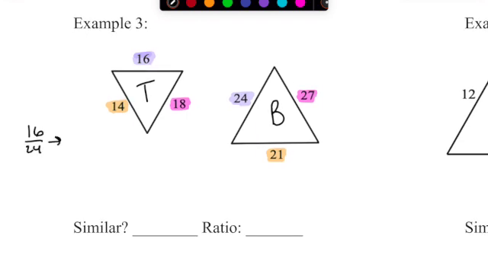I've got to simplify that. Then we're going to do 14 over 21. I'm going to simplify that. And then I got to do 18 over 27. I'm going to simplify that. And I don't have like an actual calculator on me, so let's see how this works.